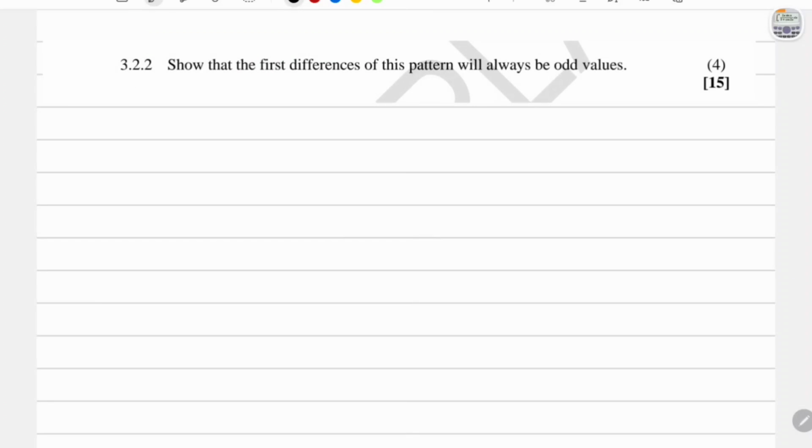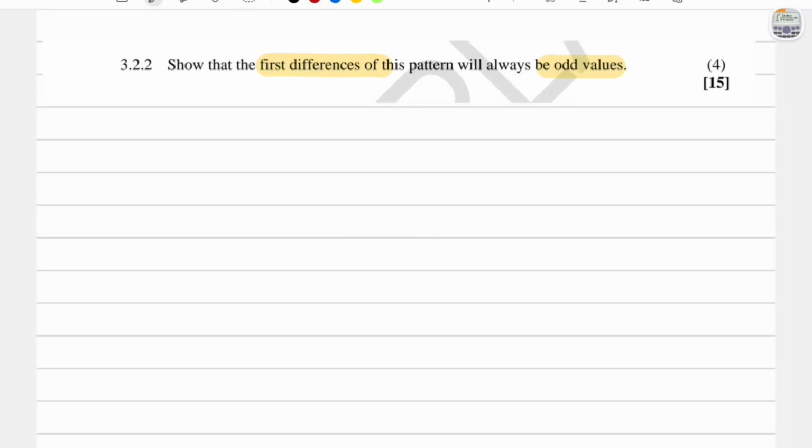Okay, so now we are finally on the last question in question 3. And this question says we need to show that the first differences of this pattern will always be odd values. So in the past, I think we've seen questions where they ask us to prove that a pattern, usually an arithmetic pattern, will always have even terms, or even term values.